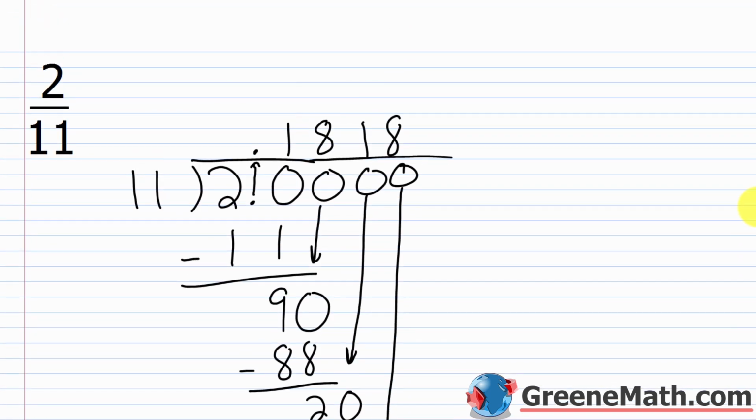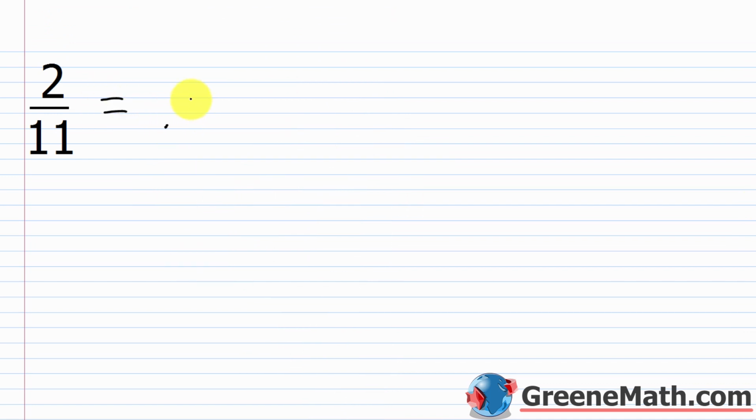So we can stop at this point and go ahead and give an answer. It's going to be 0.18, where the 1 and the 8 repeat forever. So we'll put a horizontal bar on top of the 1 and the 8. Very important. And if you want, you can put a 0 out here just for clarity. So our answer is going to be 0.18, where the 1 and the 8 repeat forever. All right, let's take a look at another one.